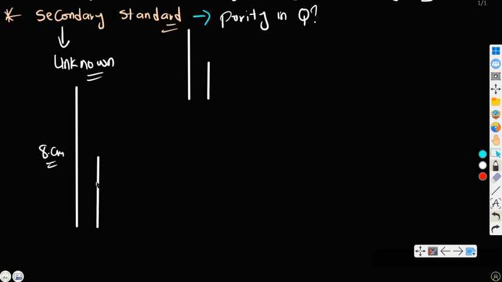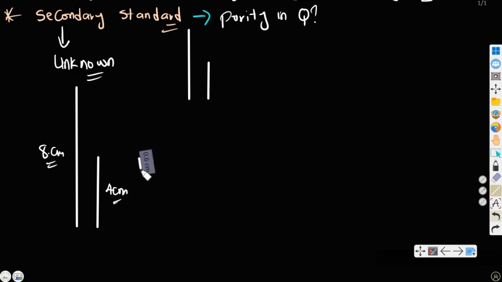With the primary standard now, you will be able to get the secondary standard. What is the relationship between them? This one here is like half of this, right? So it means the secondary standard will be 4 centimeters. Is that okay? So you can now use this secondary standard to calibrate another compound. True or false?